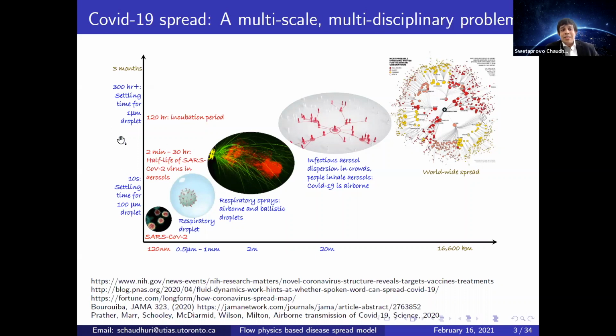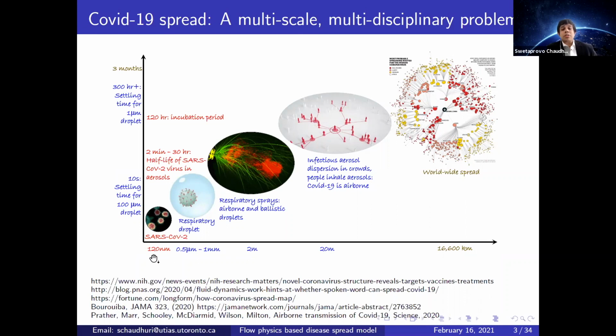So you can clearly see that this large variation in timescales, the fact that the droplets can remain airborne for a long time, and the fact that the virus lives for comparable timescales, essentially makes COVID-19 an airborne disease. All right, and then of course at the very largest scales you have the worldwide spread. I mean, this is the longest flight distance. It can go 16,000, 17,000 kilometers.